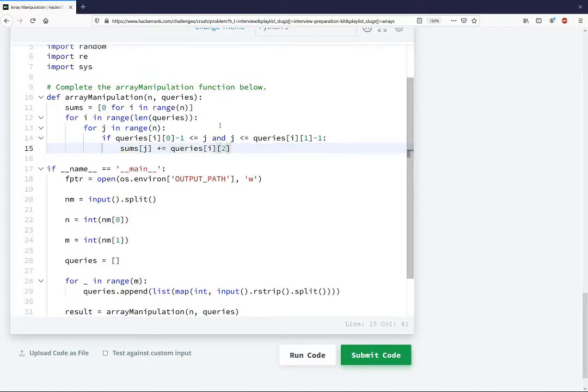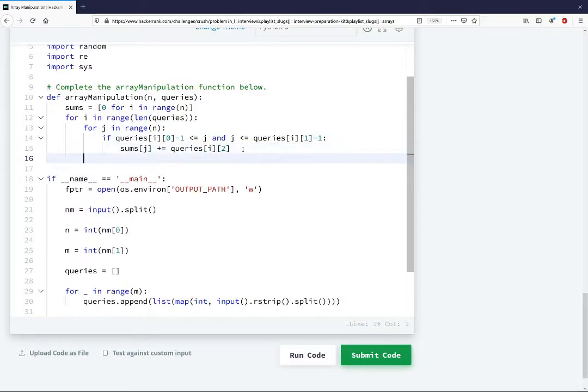Because remember, index 2 of queries[i] tells you how much to increase each index by. And the indices that you need to increase are given by the smallest index, queries[i][0], and the largest, queries[i][1]. So for any index between these two, we want to increase it. And of course I had to subtract 1 here because, like I said, the indices were off at the very beginning. And so then we return the maximum value in this array sums.